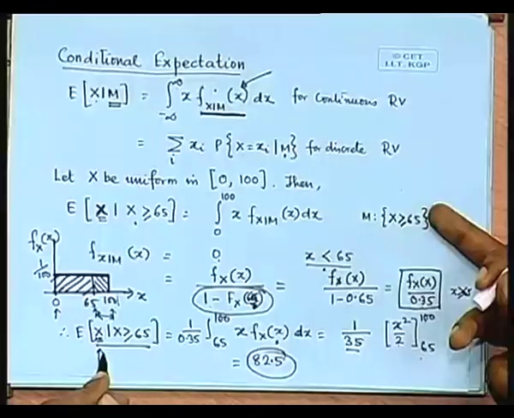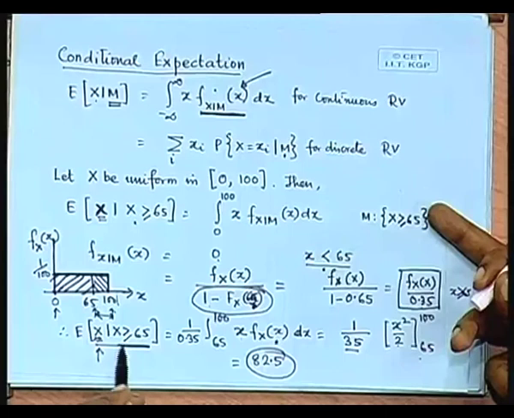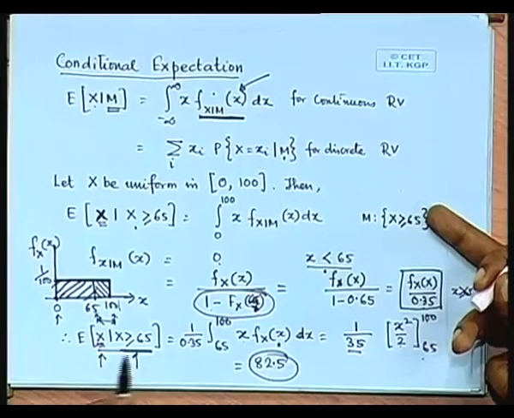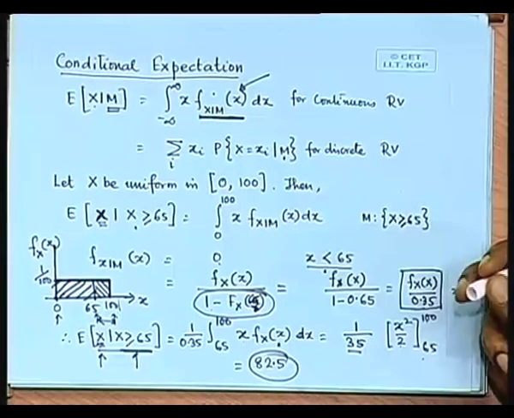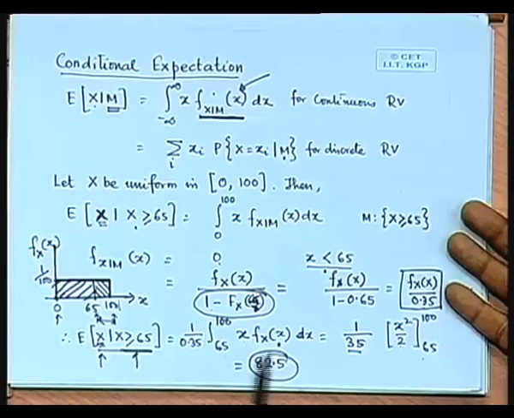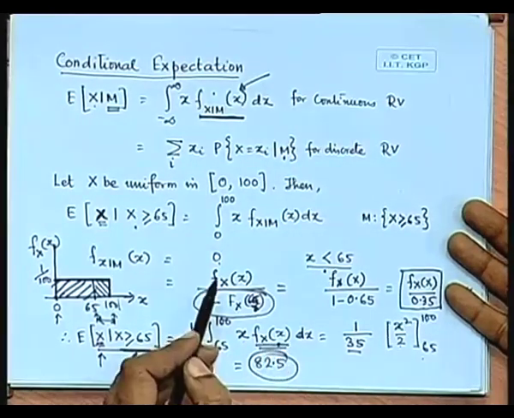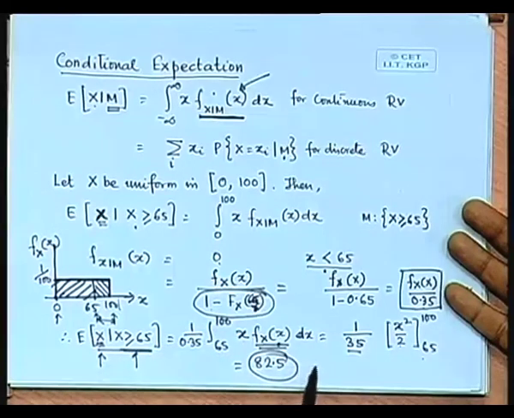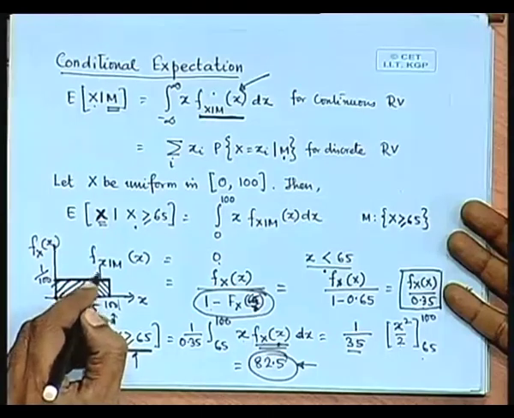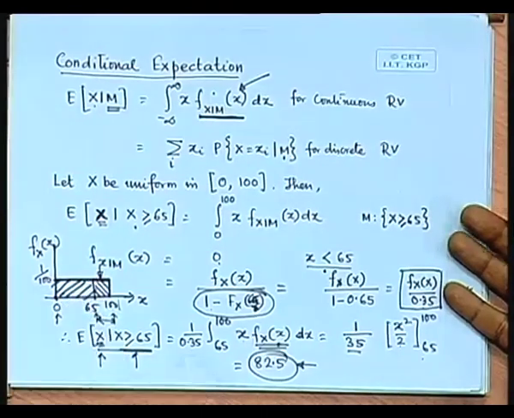So, that is going to be the expected value of x when x is greater than 65 already given. So, it is the conditional expectation of x given x greater than 65, and then if we just put in this conditional density function, what we will get is nothing but 82.5, which is nothing but the midpoint between 65 and 100.